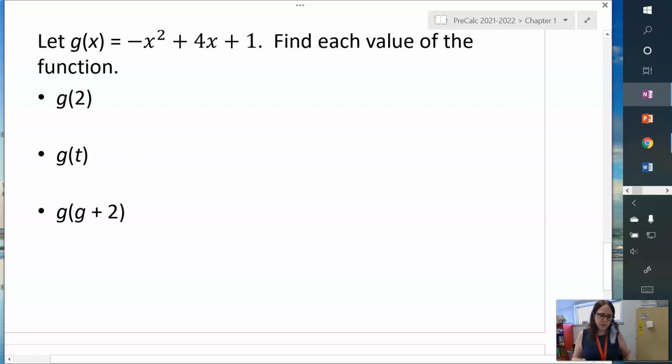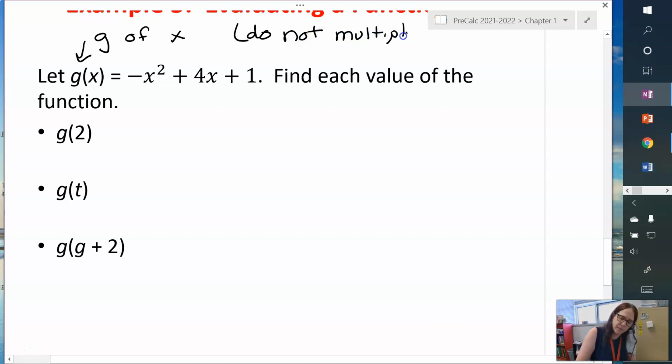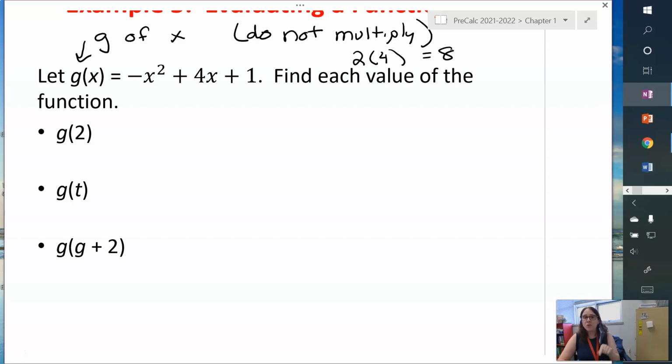All right, now we're going to evaluate a function. I want you to notice the notation here. I have g parentheses x. That's pronounced g of x. Do not multiply. Many times when students see those parentheses, they think multiply, because most times it does mean multiply. So if I did like a 2 parentheses 4, you would say 8. But in function notation, where you have a letter here, it's g of x, so do not multiply.